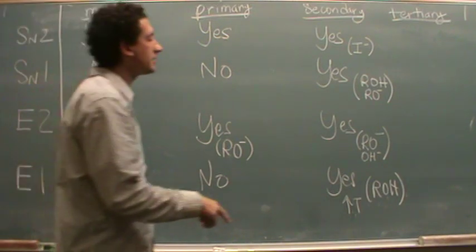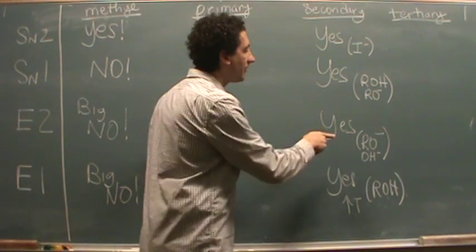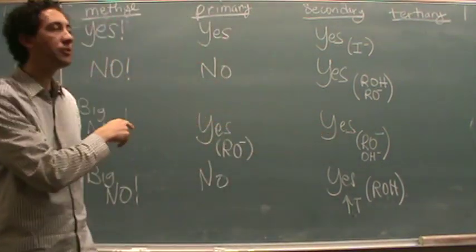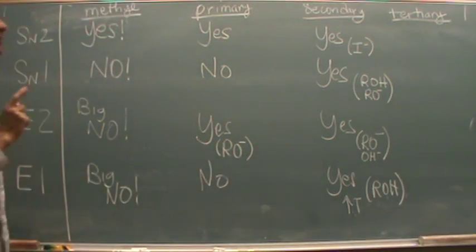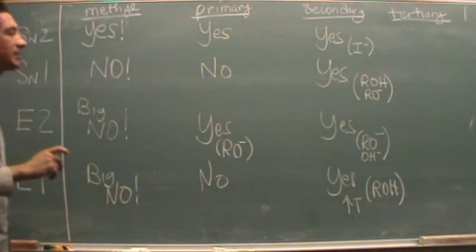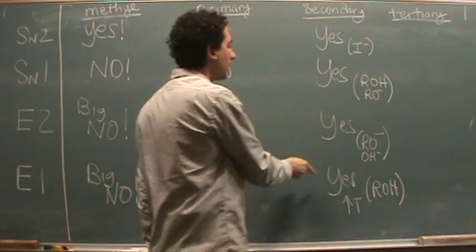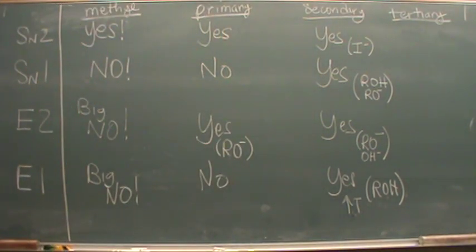Again, just to summarize, if you got a strong base, maybe if it's bulky, I'm going to think E2. If you have something that's kind of a weaker base but a good nucleophile, then I'm thinking Sn2. If I see something with an OH group on it, then I'm thinking an Sn1 or an E1. Alright, so let's move on to the tertiary.